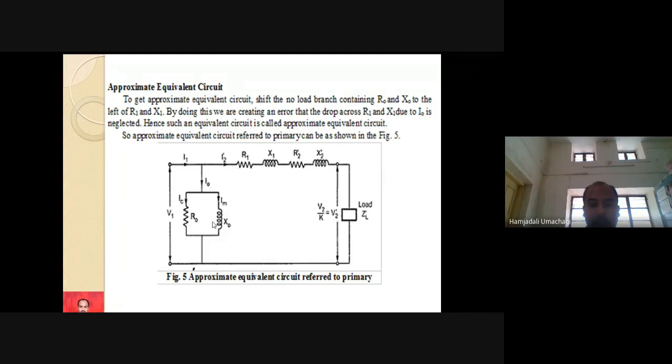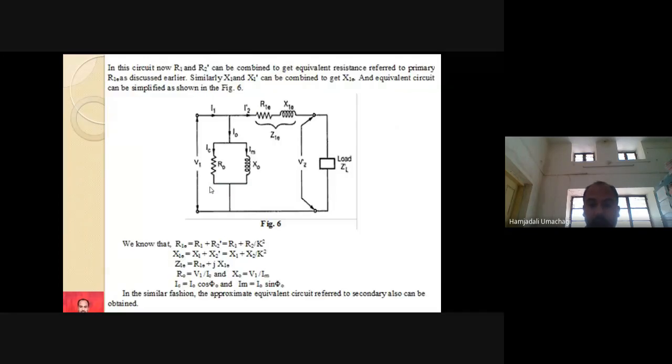All these values IC, I0, IM, R0, X0, we are getting from open circuit test, whereas on the other hand, the values of R1E, X1E and Z1E, we are going to get from short circuit test. So using open circuit test, we are going to estimate the equivalent circuit parameters, that is I0, IC, IM, R0, X0. So these values you will be getting from open circuit test, whereas R1E, X1E, Z1E, these values we are going to get from short circuit test.